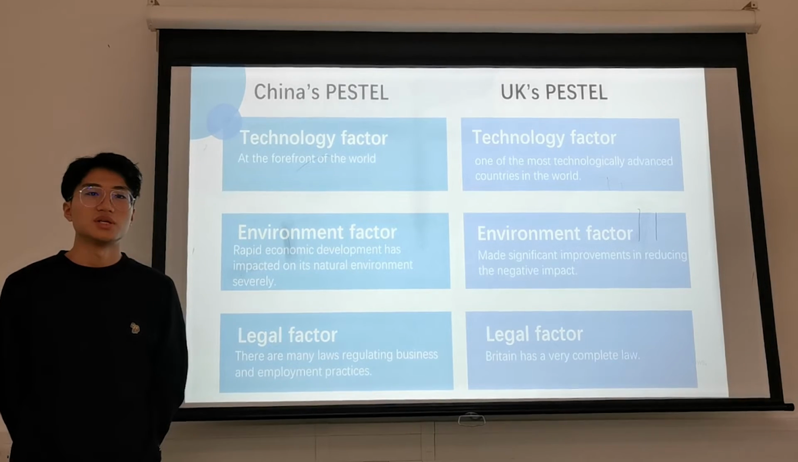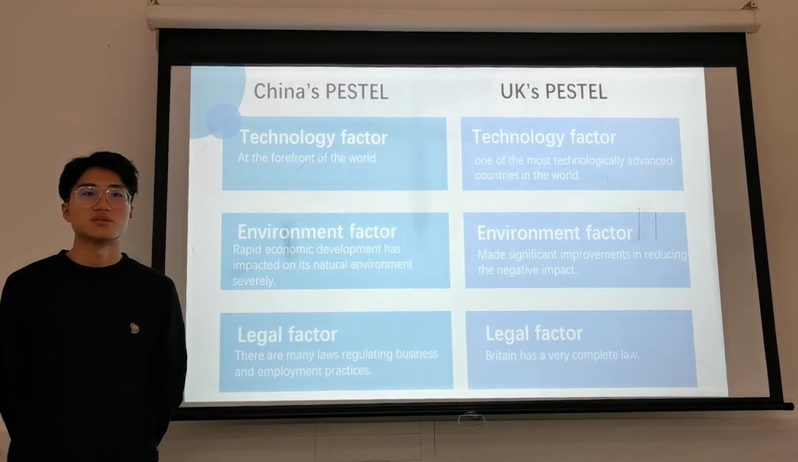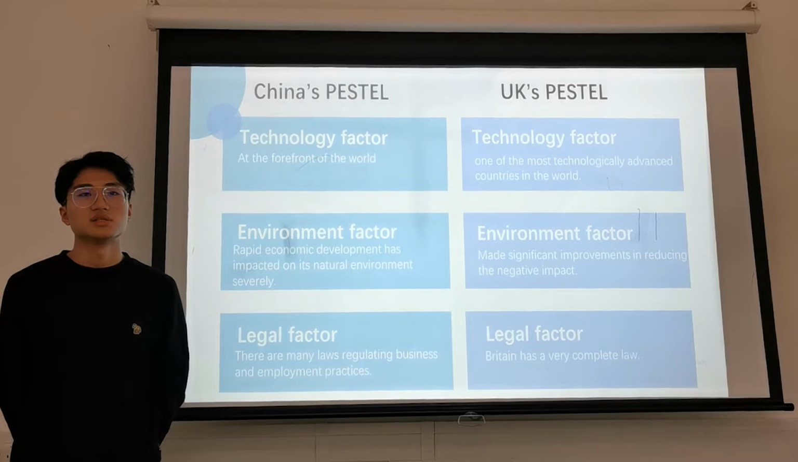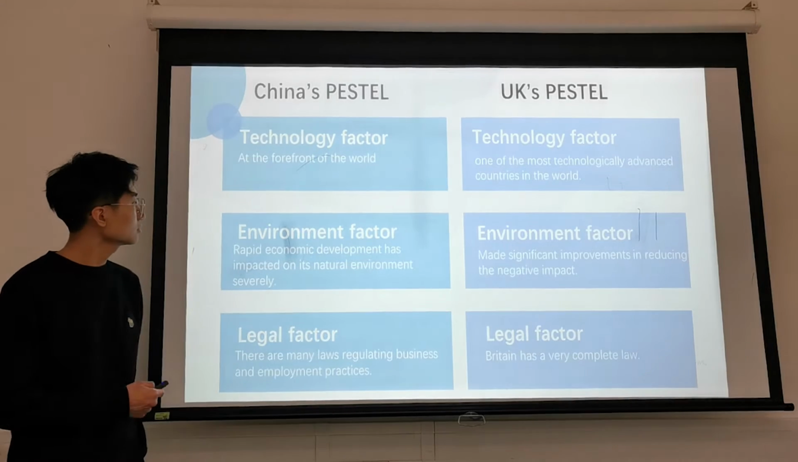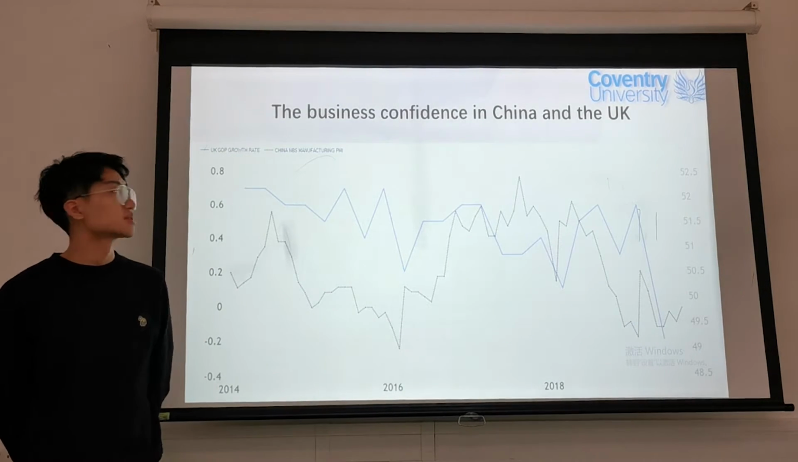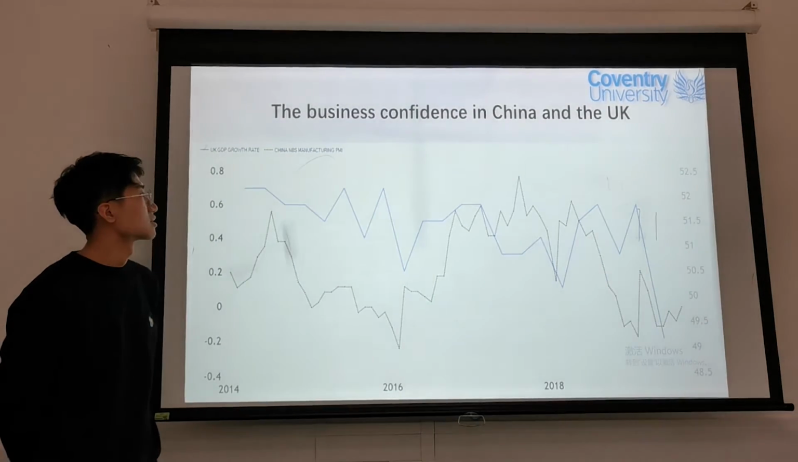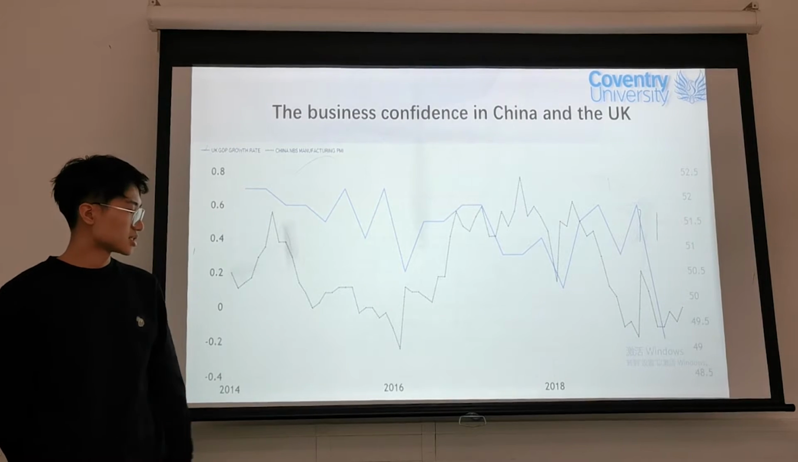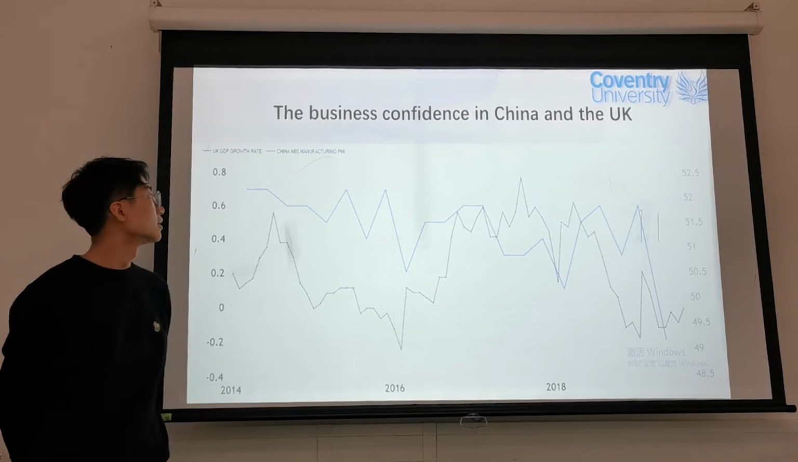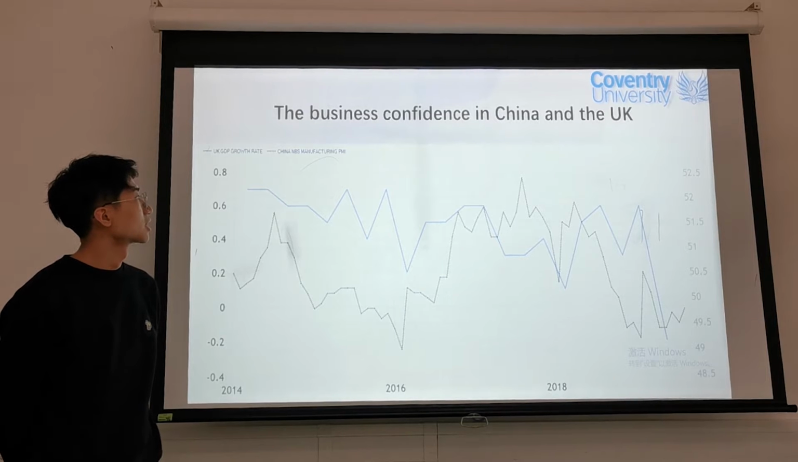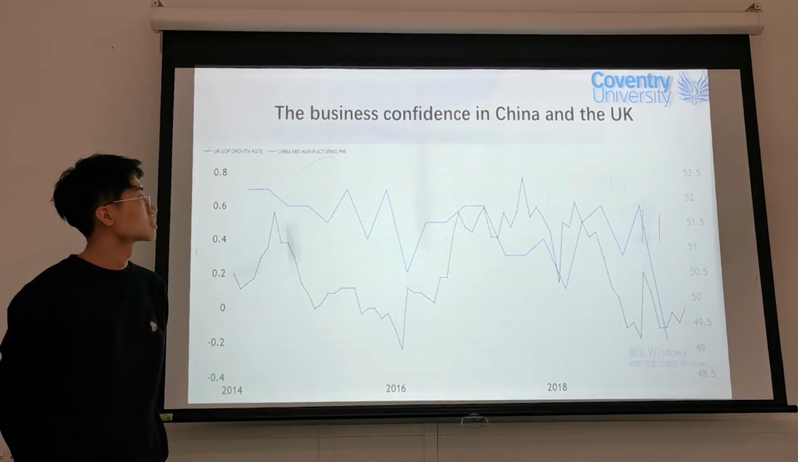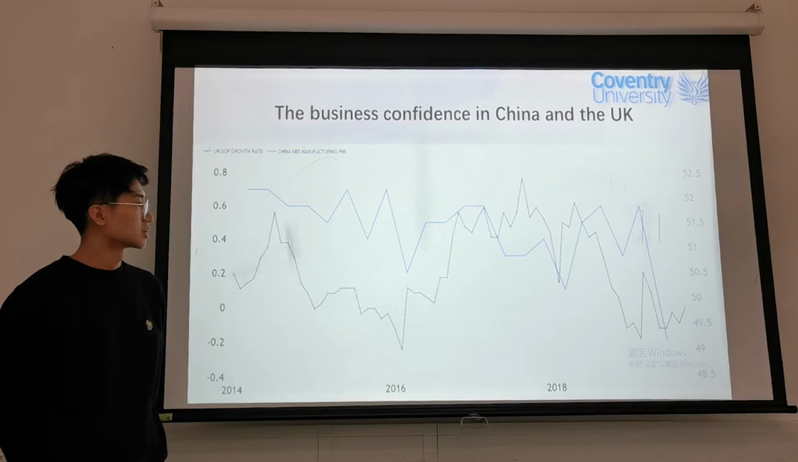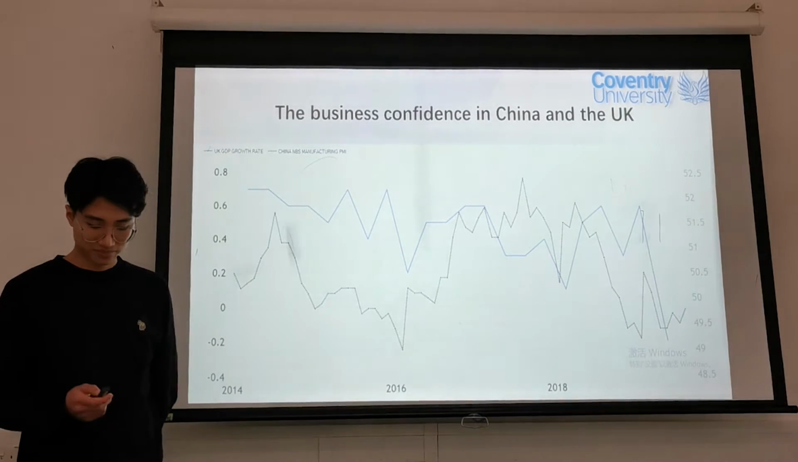China's legal system is complete. However, with the development of society, there are also areas that need to improve. The UK has a detailed discussion on the legal environment of the country. Here is a picture about the business confidence in China and the UK. We can see that before 2017, China's business confidence is lower than the UK, but after that it's normally the same.